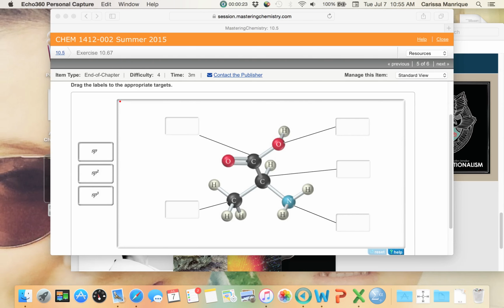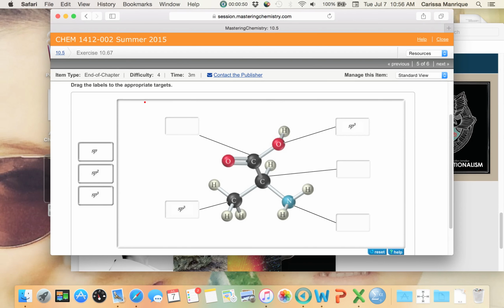Let's look at this first carbon right here. Do you see single bond, single bond, single bond, single bond? So everything coming out here is a single bond. So the hybridization here is sp3. Okay. Let's look at oxygen. You see oxygen coming off of here? All single bonds directly off oxygen. So the hybridization will be sp3.